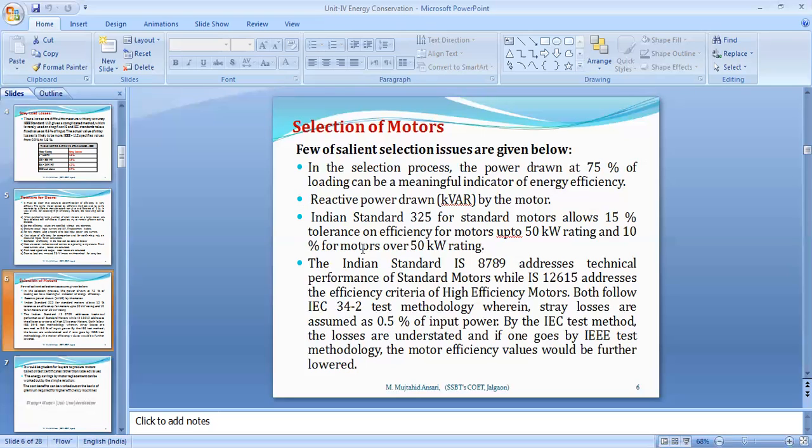The Indian Standard IS 8789 addresses the technical performance of the standard motor, while IS 12615 addresses the efficiency criteria of higher efficiency motors. So these are some standard codes which have been specified. They specify what would be the tolerance in the torque, and what would be the tolerance in output power and efficiencies. So these are the IS codes; there are also IEC codes and IEEE standards for testing purposes, specifying what methods are to be utilized.